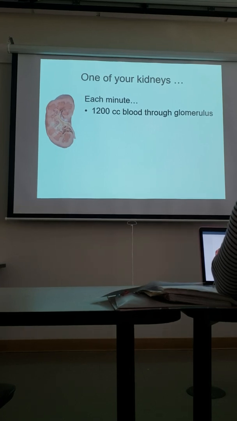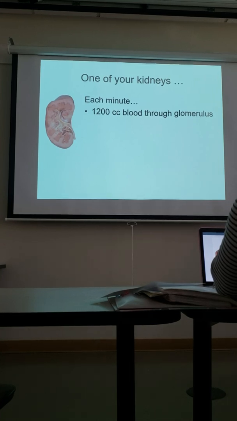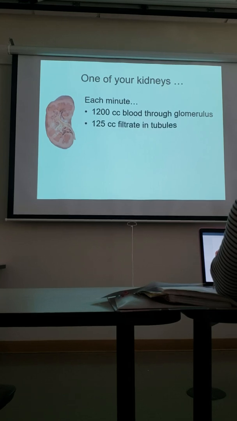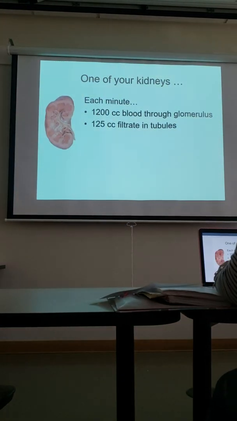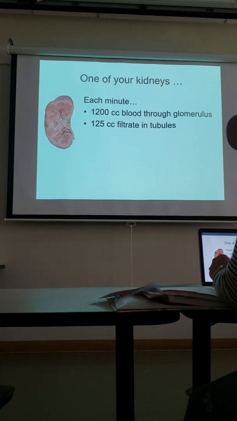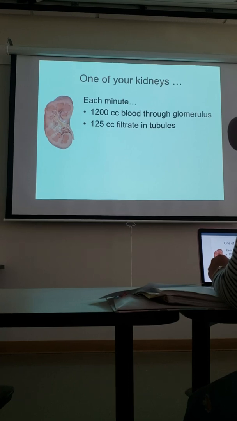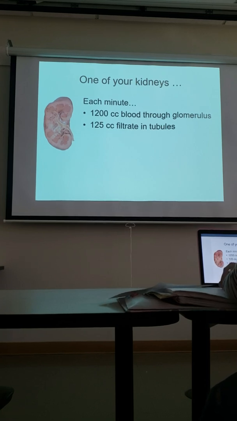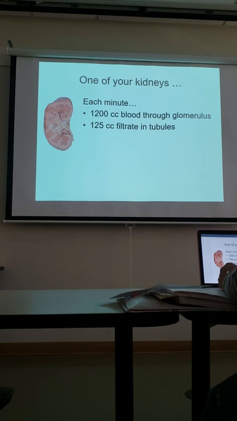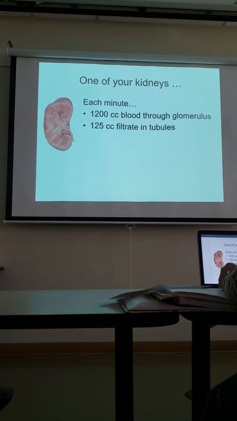When it filters through the 1,200 cc's of blood, and again, that's going through my glomerulus, out of that 1,200 cc's, about 125 of it becomes filtrate. In other words, imagine 1,200 cc's coming into my glomerulus every minute, and of the 1,200 that comes in, about 125 will get filtered out into the capsule. The other 1,075 will come into the glomerulus and go straight back out. But 125 makes it in here, and that's your filtrate.